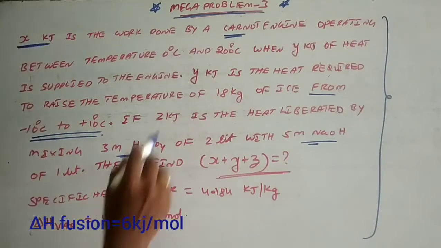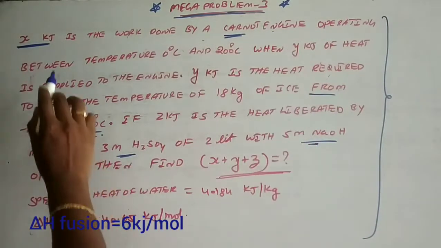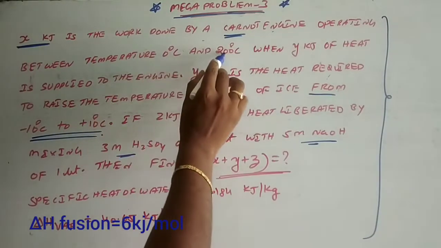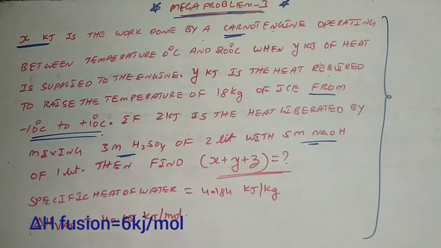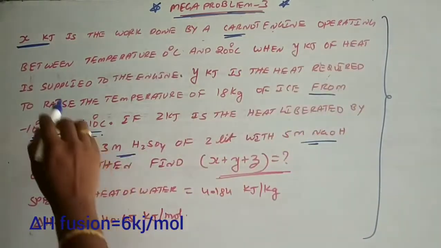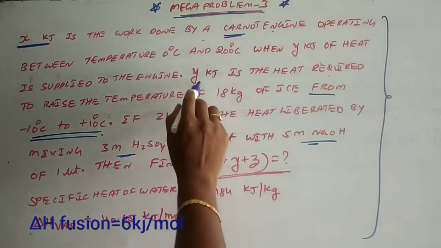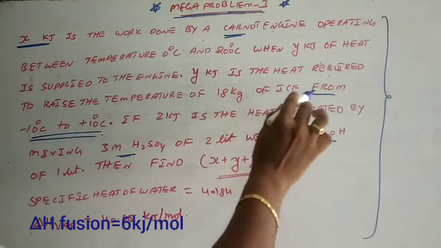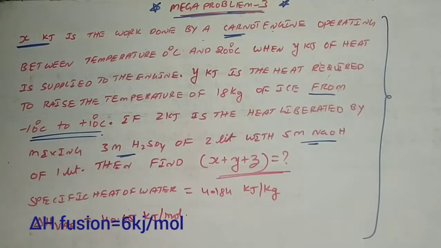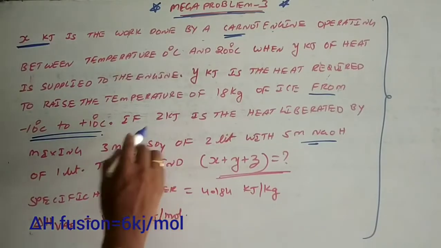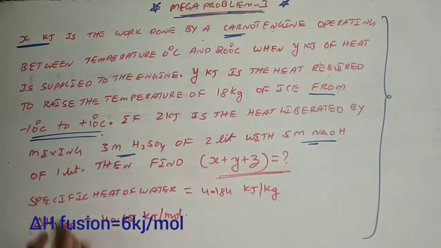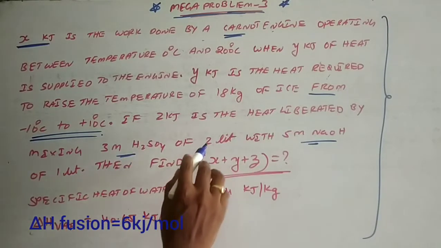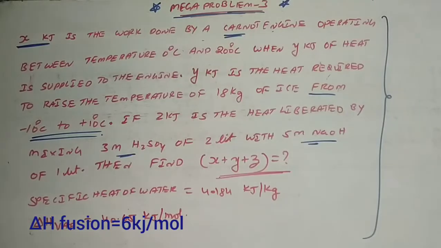X kilojoules is the work done by a Carnot engine operating between temperatures 0 degrees centigrade and 200 degrees centigrade when Y kilojoules of heat is supplied to the engine. Y kilojoules is the heat required to raise the temperature of 18 kg of ice from minus 10 degrees centigrade to plus 10 degrees centigrade. If Z kilojoules is the heat liberated by mixing 3 molar H2SO4 of 2 liters with 5 molar NaOH of 1 liter, then find X plus Y plus Z.